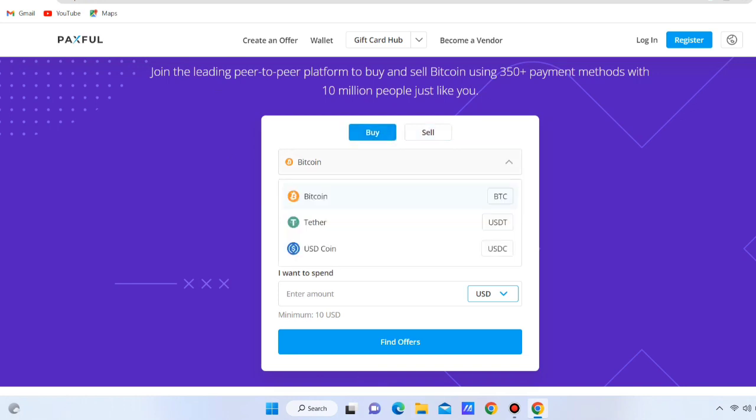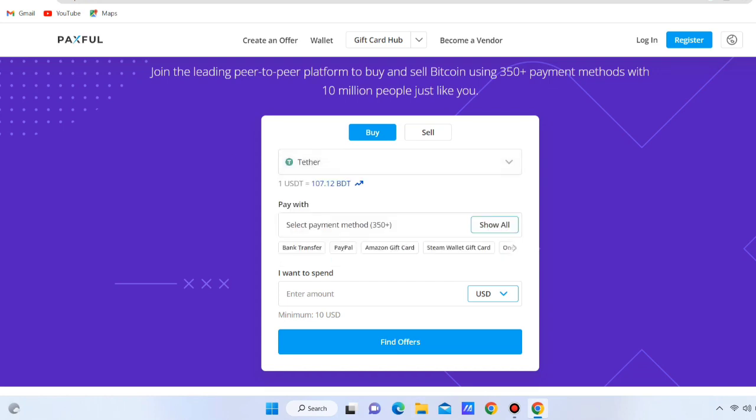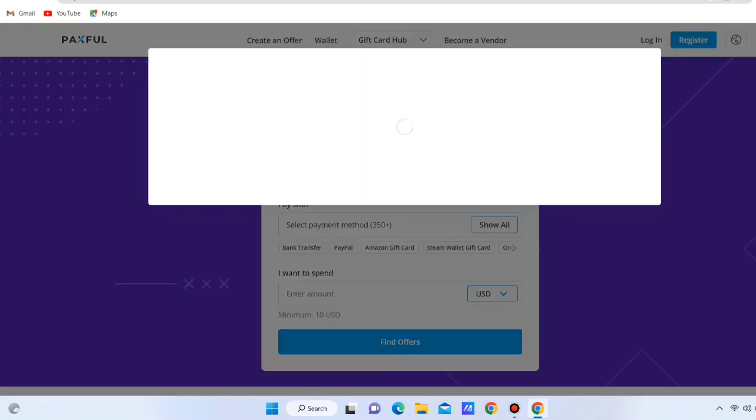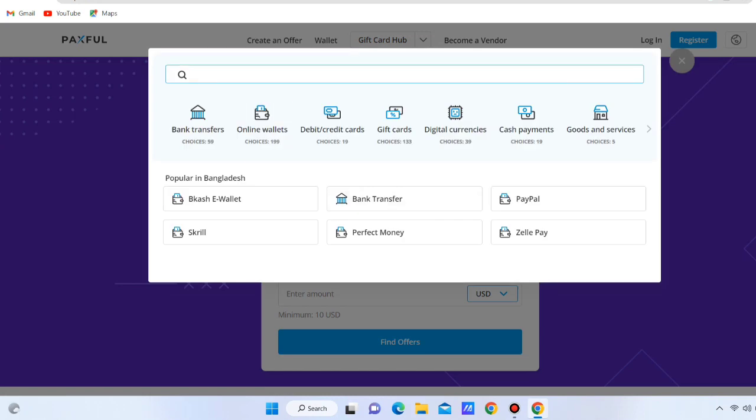Okay, first of all, buy. Today I will show how to buy Bitcoin with Tether and USD Coin. Okay, Tether USD equals 107 USD. 0.007. Okay, pay with, show all.